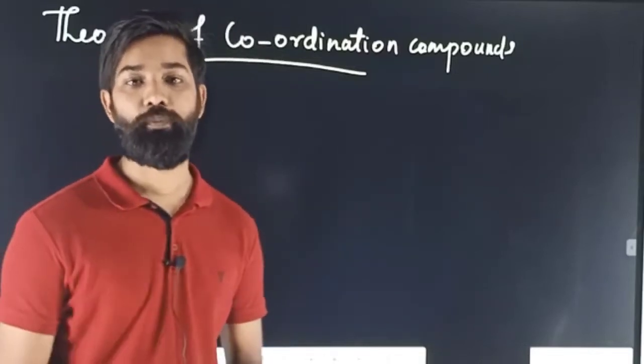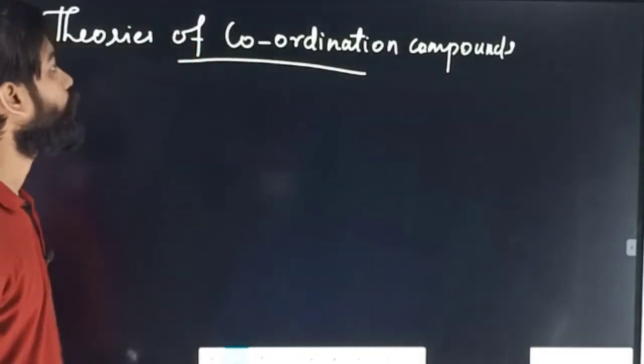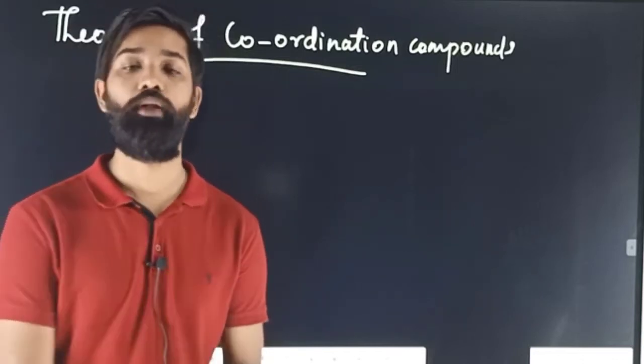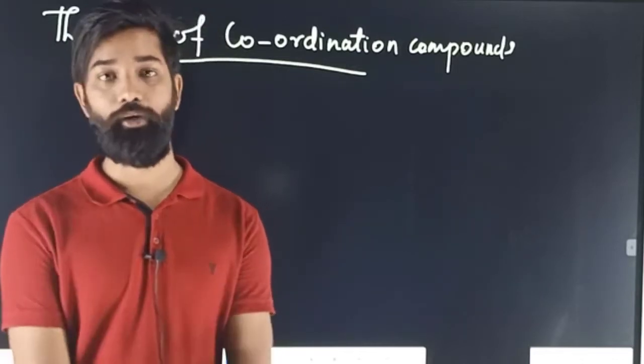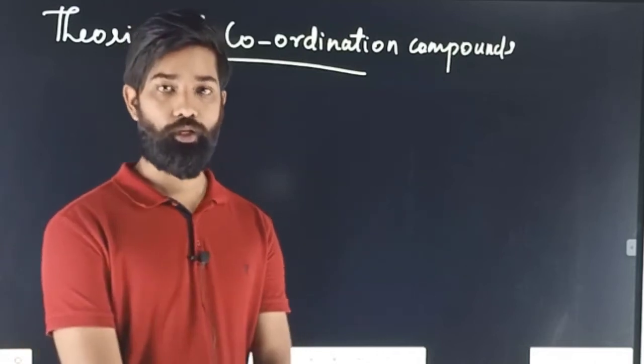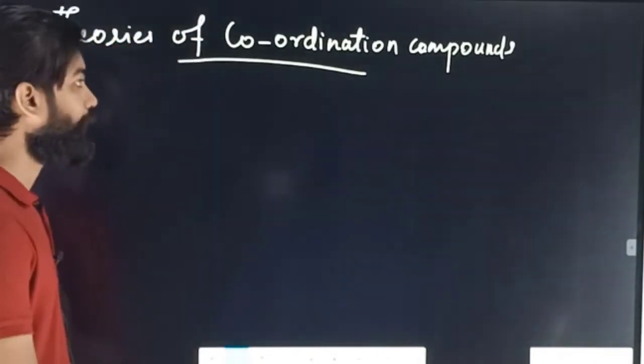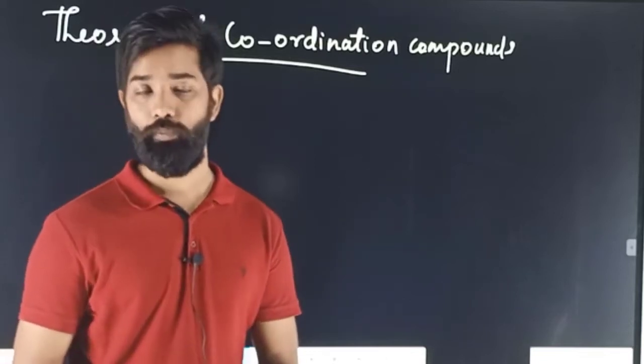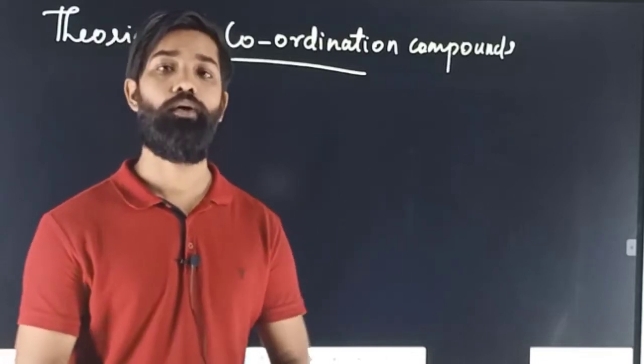Okay, welcome to the next part. Here we have to discuss the theories of coordination compound, and we have already discussed the coordination terminologies and nomenclature. There are mainly four different types of theories of coordination compound. The first one, a simple one, is Werner theory of coordination compound.